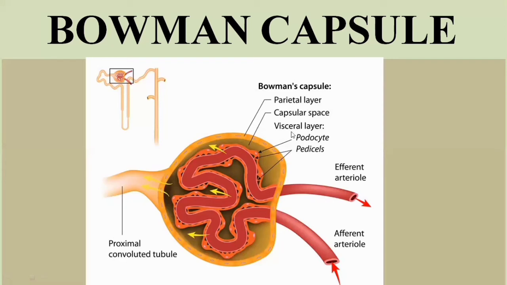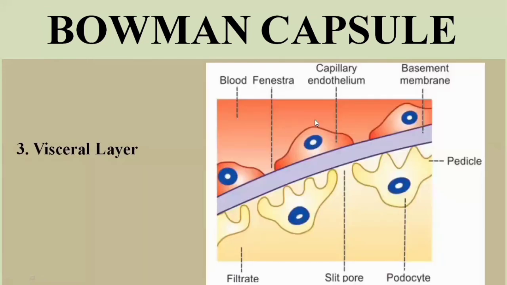So Bowman's capsule is made up of the parietal layer, capsular layer, and visceral layer. The parietal layer forms the outermost boundary of the Bowman's capsule, and inside it there is the capsular space that carries the filtrate, which is then forwarded towards the tubules. The innermost layer is the visceral layer. Let's look at the visceral layer structure in brief detail.